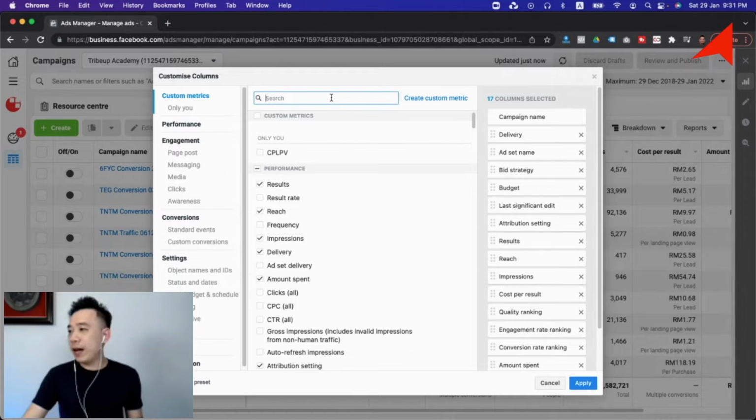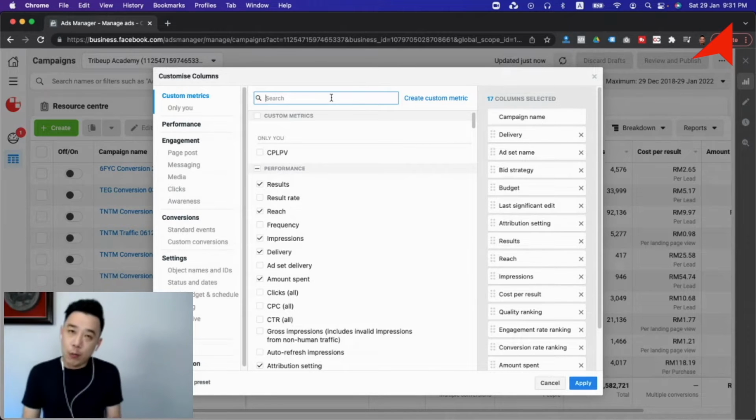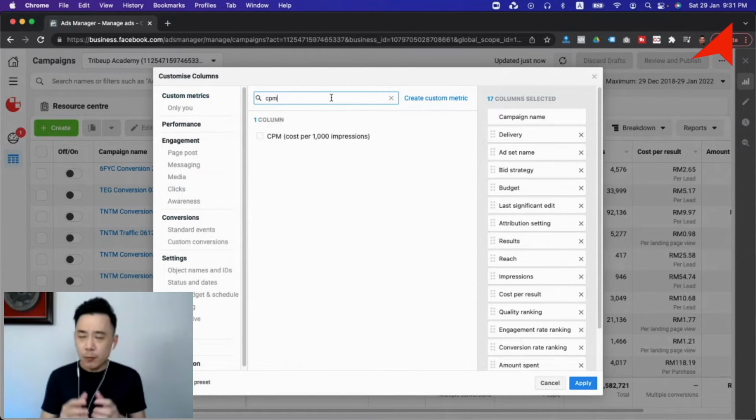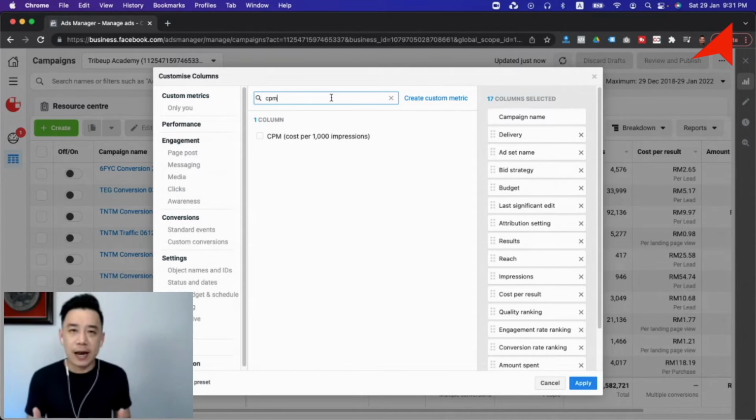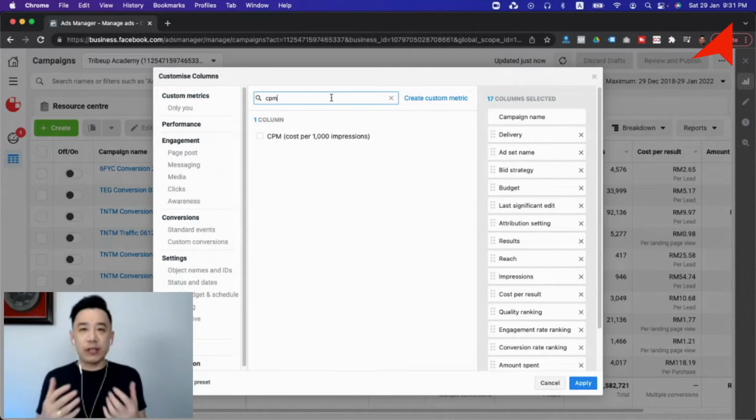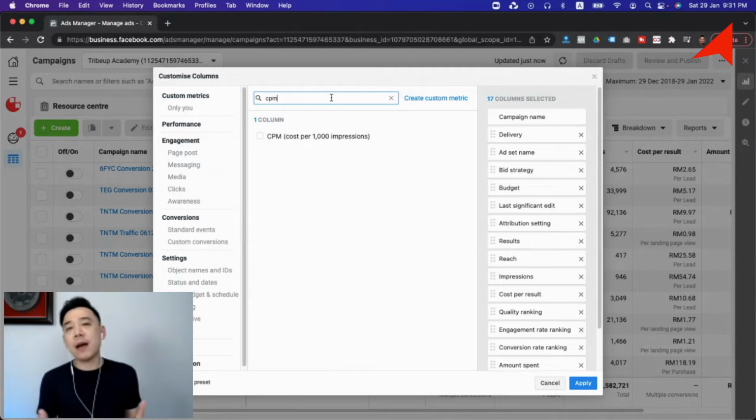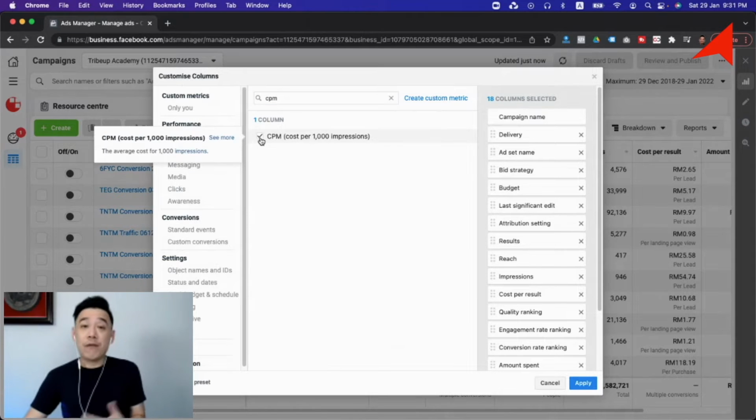Now, the first thing that we have to monitor is what we call the CPM. Remember, this is really the real cost that you are paying Facebook for. Now, what do we mean by CPM? Facebook doesn't charge you for every click you get. Facebook doesn't charge you for every result or every lead you get. Facebook charges you every 1,000 times they show your ads to your audience. So the CPM is the amount that Facebook charges you for showing your ads every 1,000 times.